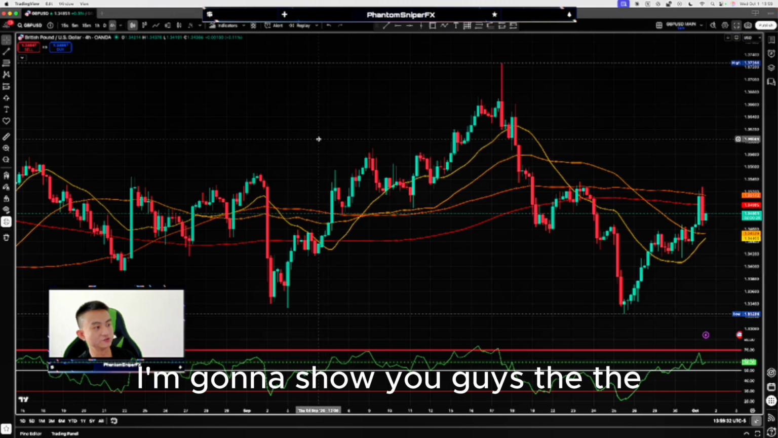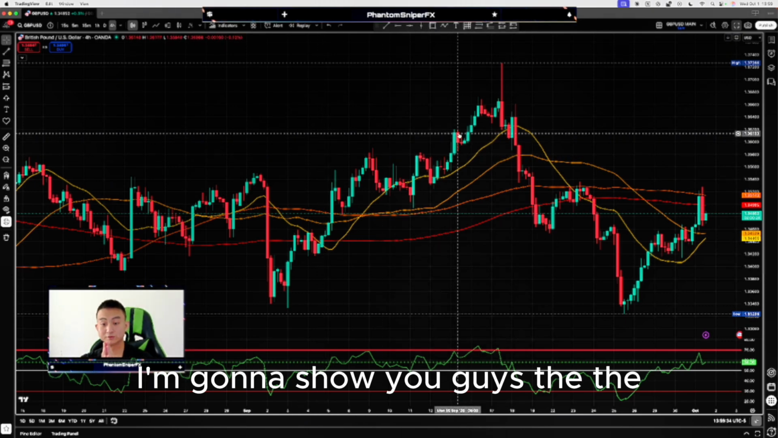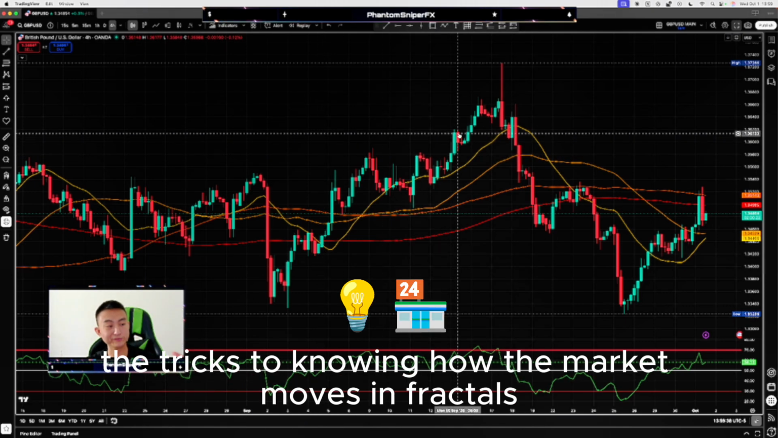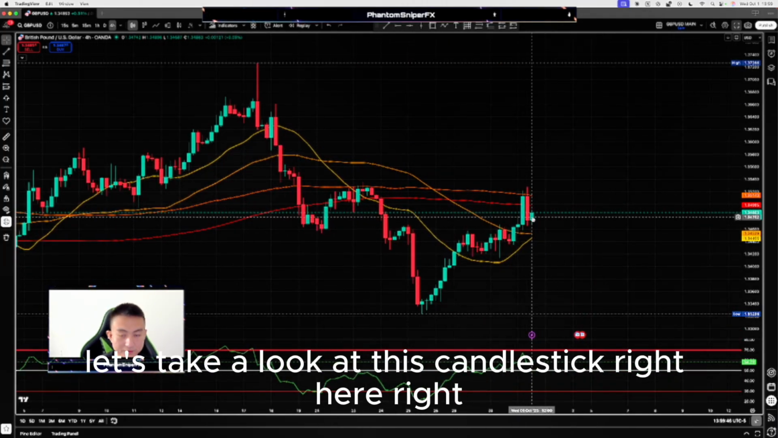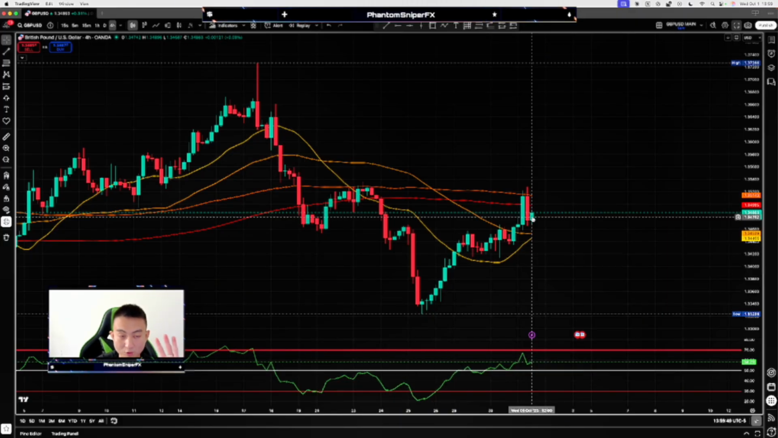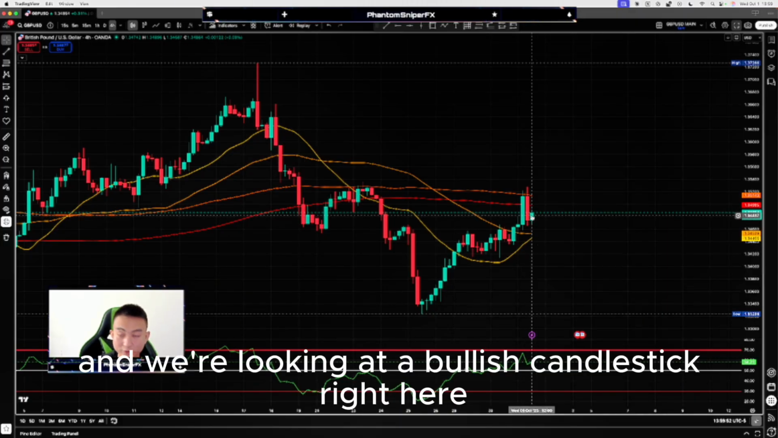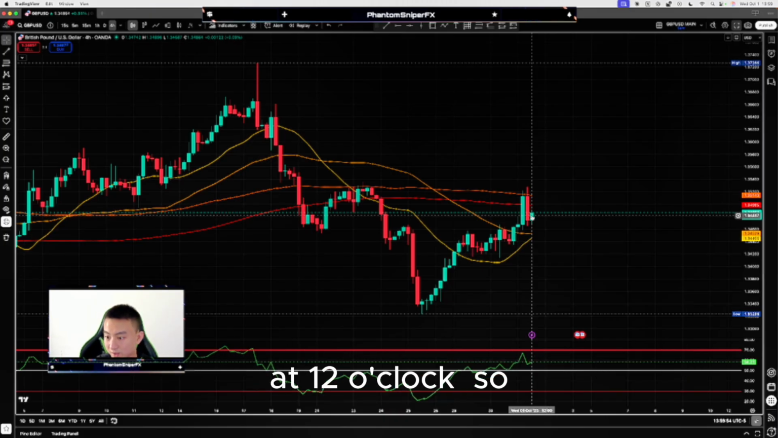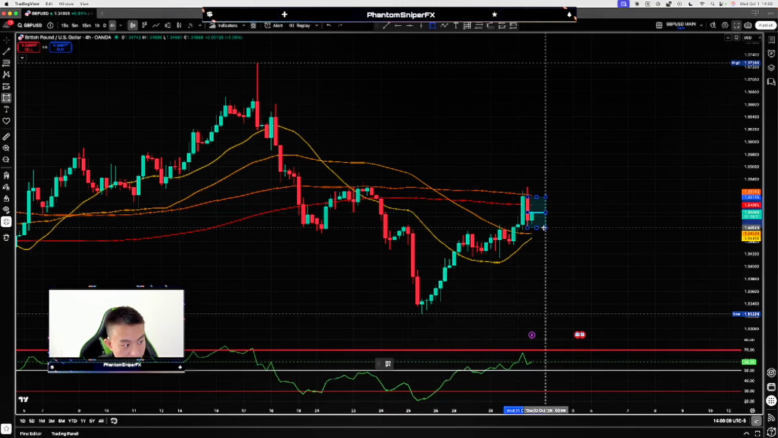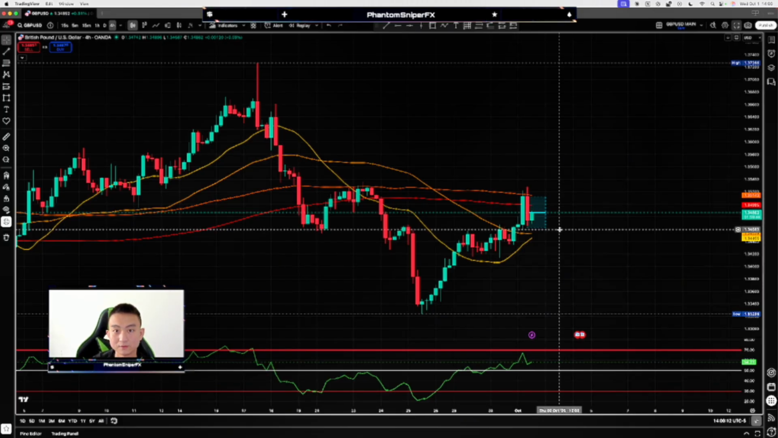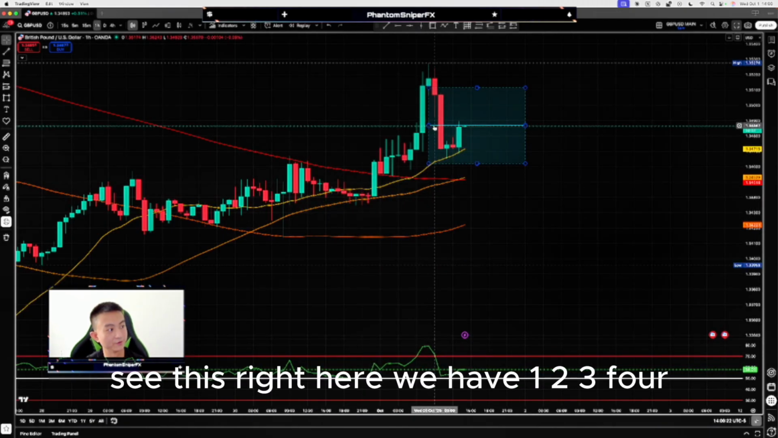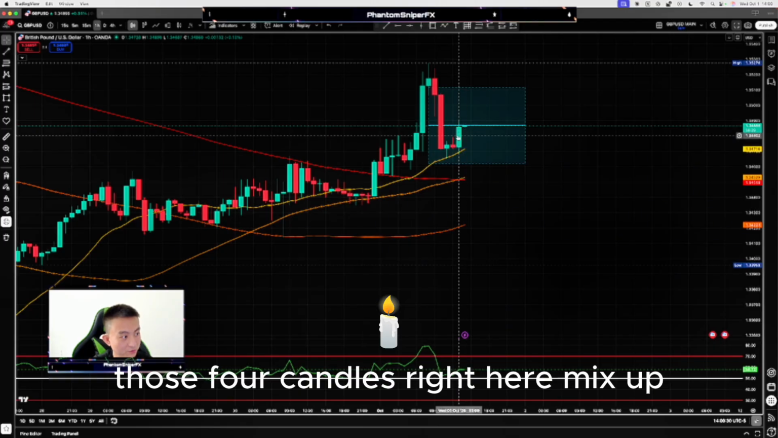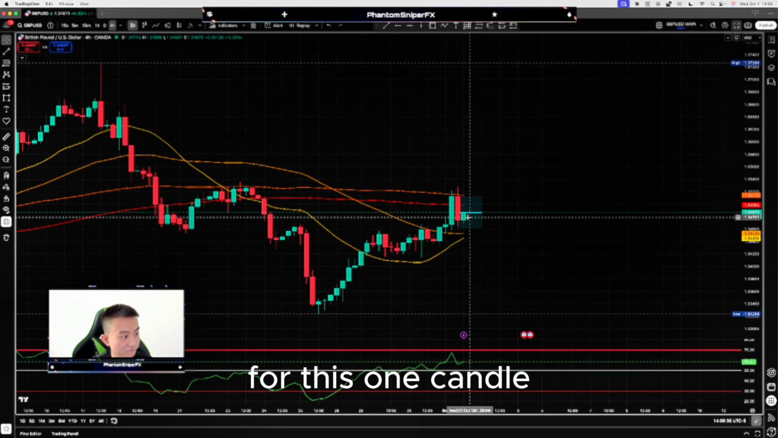All right, I'm going to show you guys the tricks to knowing how the market moves in fractals. So let's take a look at this candlestick right here. We're on the 4-hour time frame, and we're looking at a bullish candlestick right here at 12 o'clock. So if I was to zoom in on that 4-hour candle on a 1-hour time frame, see this right here? We have 1, 2, 3, 4. Those 4 candles right here make up this one candle.